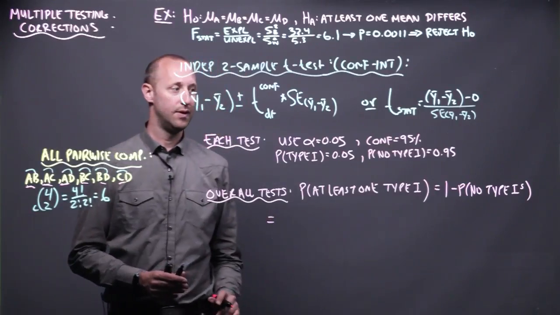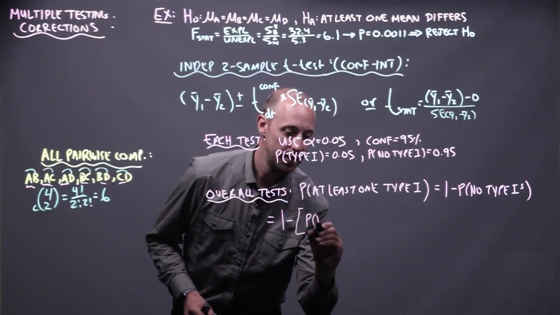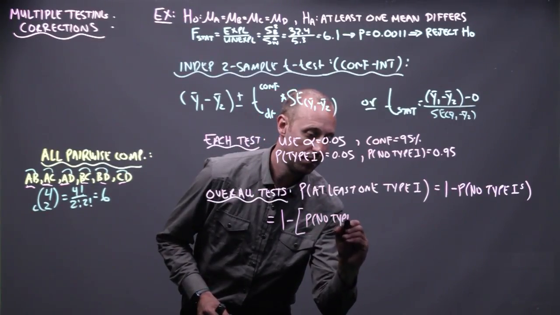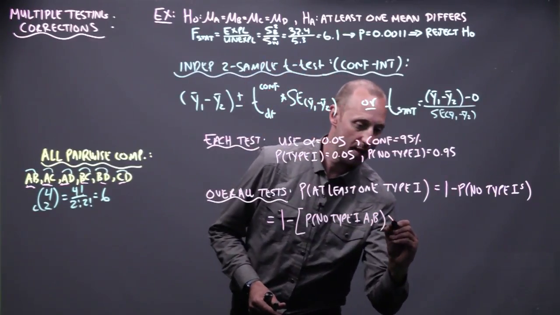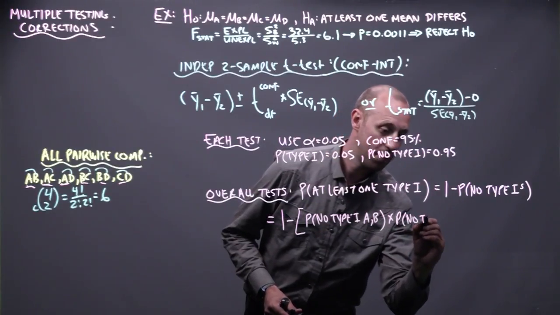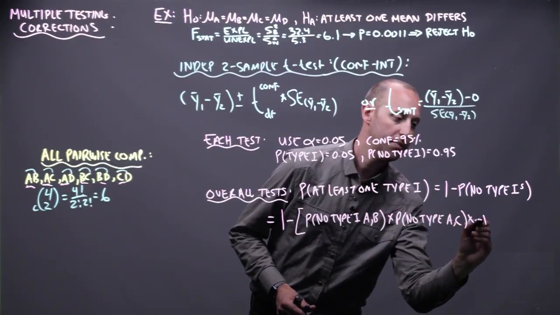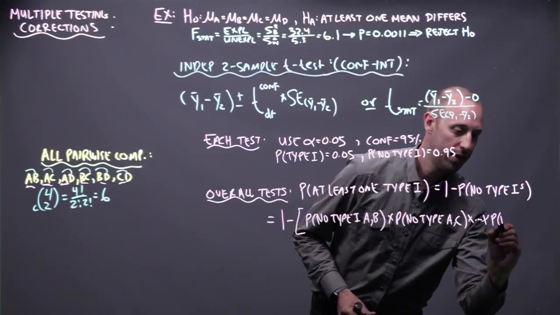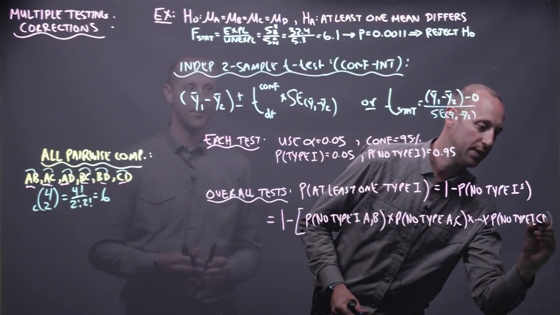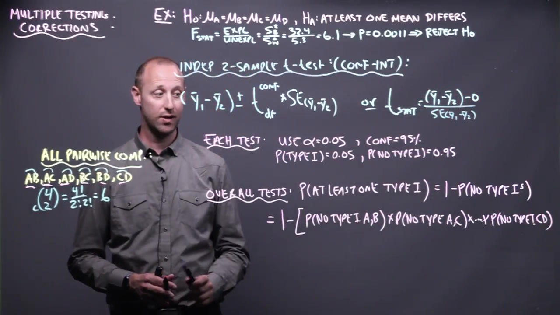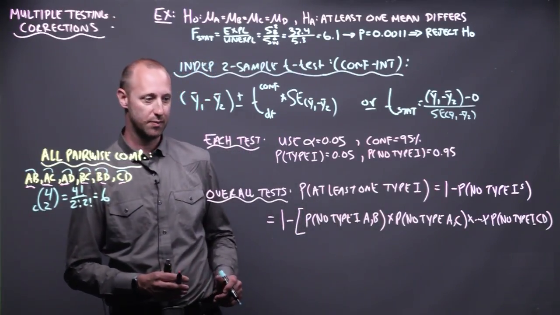And again, the probability of making no type 1 errors, we can write this as 1 minus the probability that we do not make a type 1 error on the test comparing A and B, times the probability that we don't make a type 1 error on the test comparing A and C, all the way up to the last one, the probability of no type 1 error on that final test comparing C and D. And again, we can multiply them individually here because we assume each of these comparisons are independent. Right? So it simplified the calculation for us a little bit.